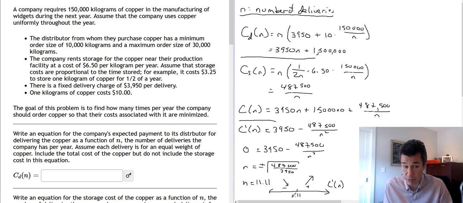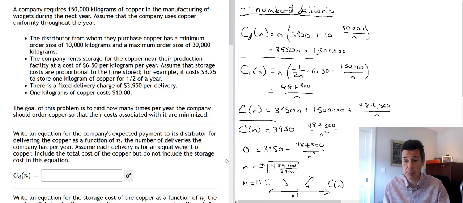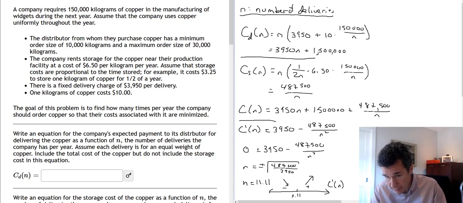There's only one critical number, so it's an absolute minimum, but we just need to check one last thing, which is, can we take 11.11 deliveries? So we need to check that if we take 11.11 deliveries, is that between the minimum and maximum order size? So let's just check. We do 150,000 divided by 11.11, and we get 13,501 kilograms per delivery, which is acceptable. So the cost at 11.11 should represent an absolute minimum. And let's just calculate what that is.